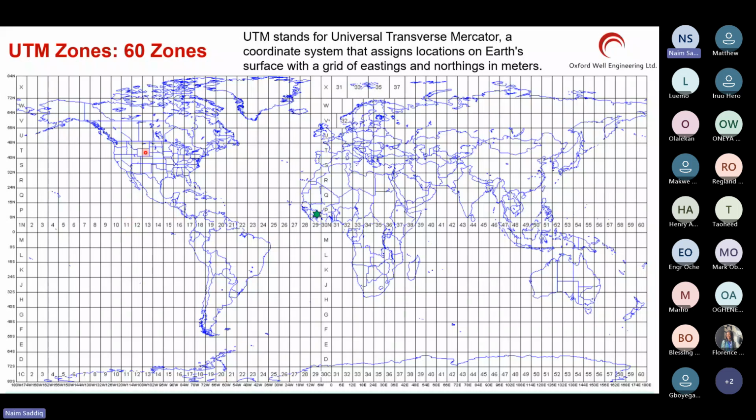Every country has zones. For Nigeria, I think it's 29. You can see the green star again. 29 and 30 is Nigeria. And on the left side of it there are some oceans. Okay. So these are the things that you will slowly learn.